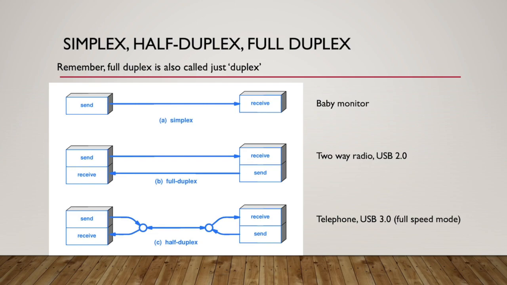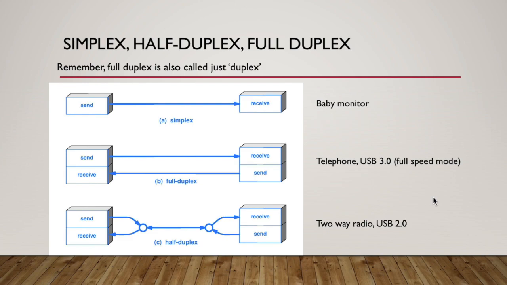Now, within that, and these aren't three separate things, these are overlapping. We've got simplex, full duplex, and half duplex. It's worth remembering, full duplex is also just called duplex. It's not always called full duplex. Okay, so you might see simplex, half duplex, and duplex. Or you might see simplex, half duplex, and full duplex. Okay? I just realized these are the wrong way around. Bear with me a second.